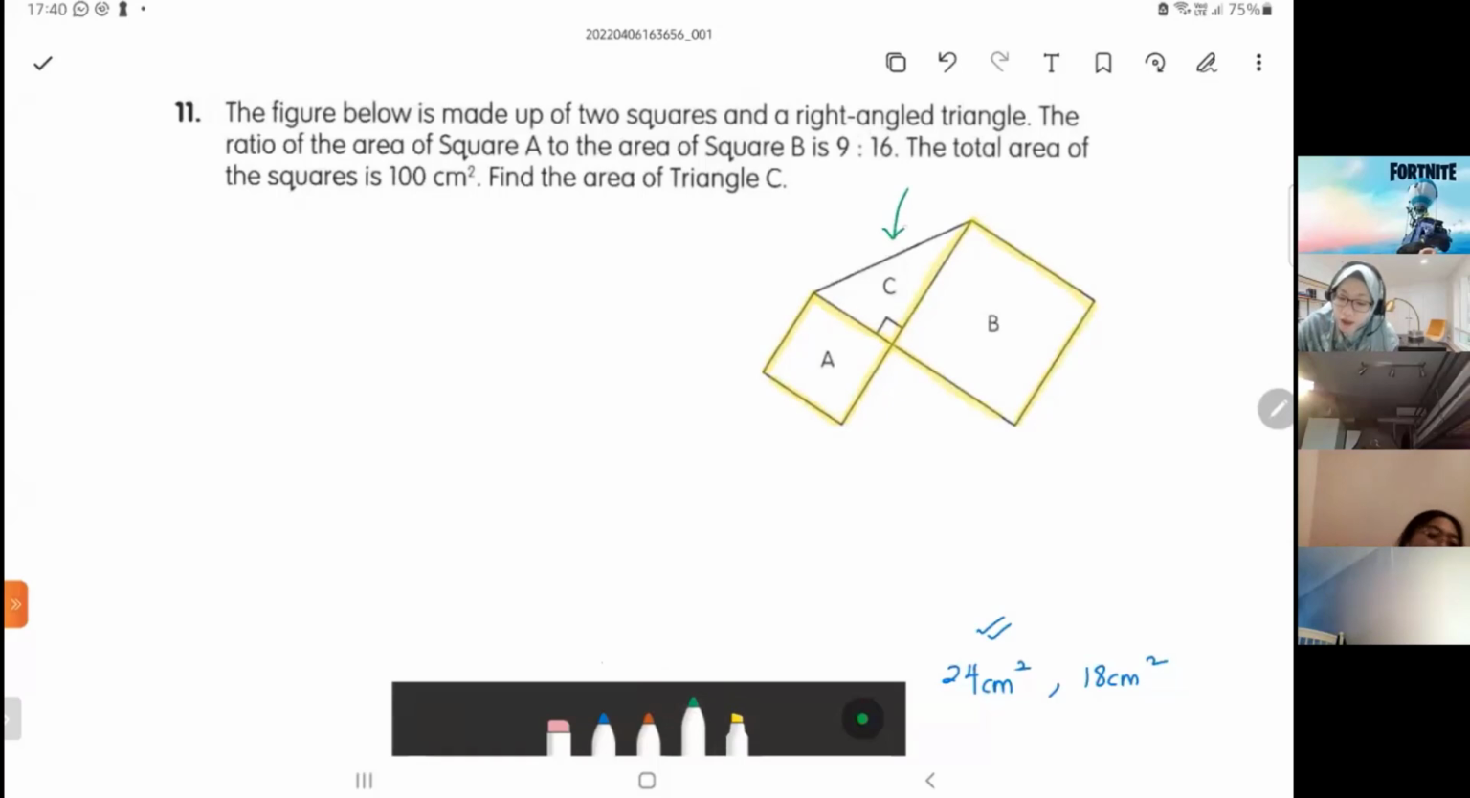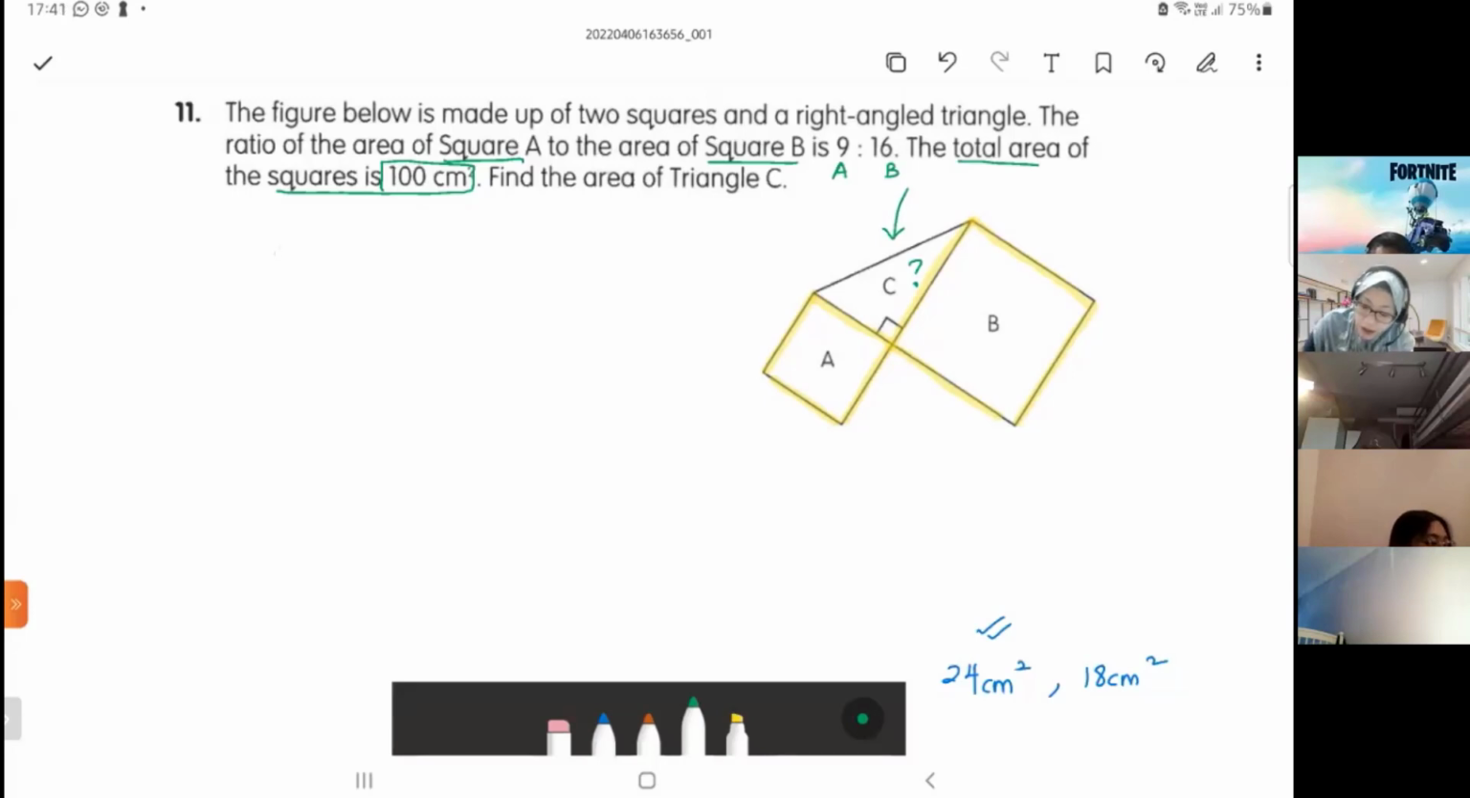The ratio of the area of square A to the area of square B is 9:16. This is A and this is B. The total area of the squares is 100 cm squared. Find the area of triangle C. This one. Okay, so we have this. We know the total area is 100. Let's pluck out the units or the ratio first.